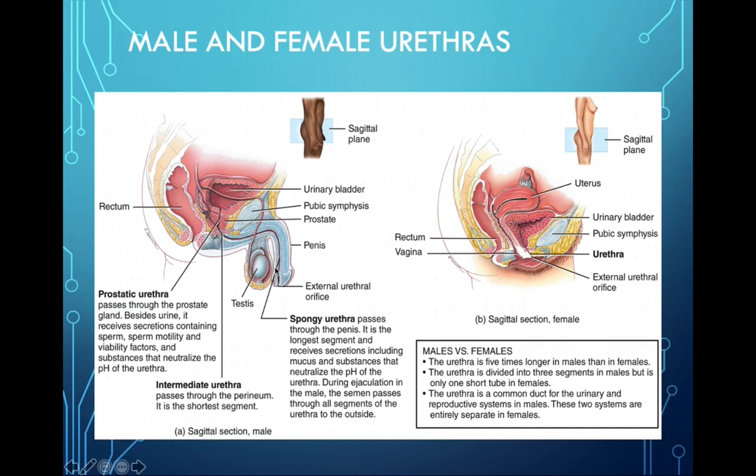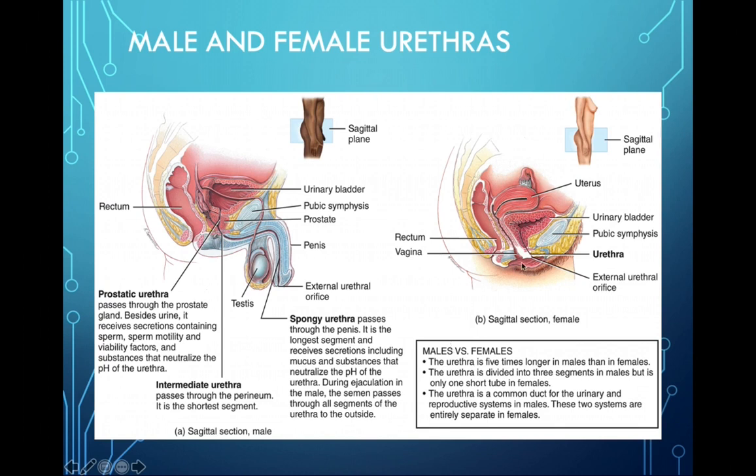So the urethra in males is much longer. Okay, the urethra is 5 times longer in males than in females. The urethra is divided into 3 sections in the males, but it is only one short tube in the female. The urethra is the common duct for the urinary and reproductive system in males. So here is the seminal vesicle, and as semen is released here, this is the same duct that urine flows through, and sperm, okay, and semen.